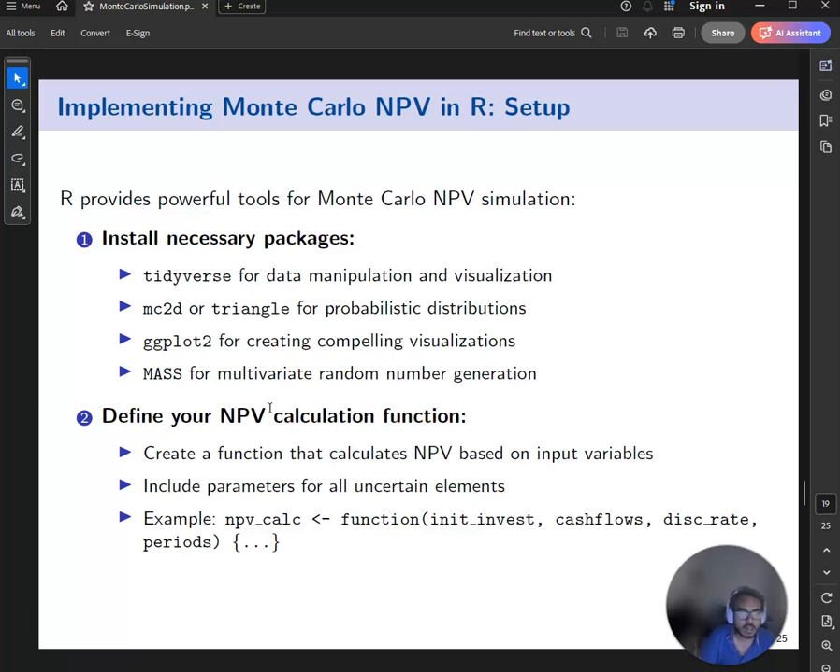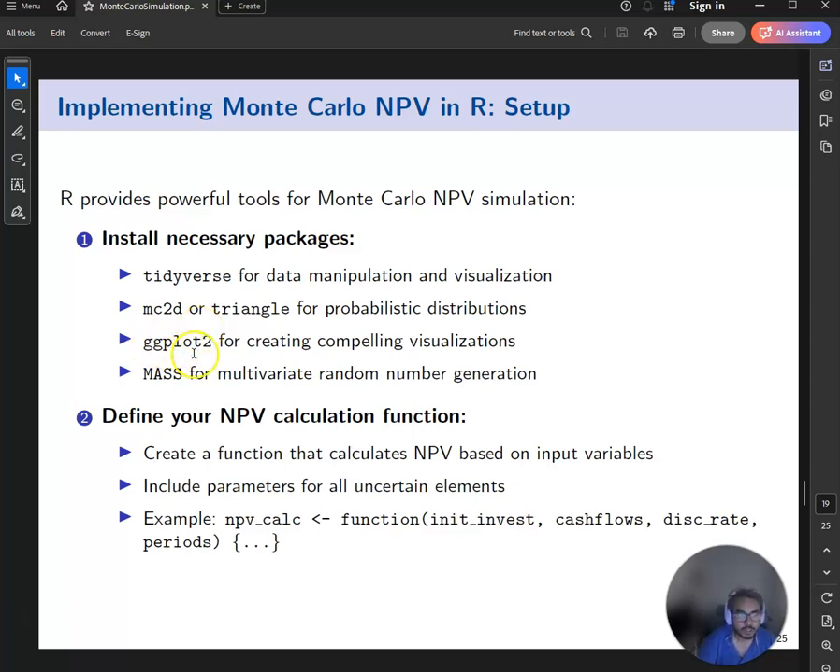So in R, this is the broad step. In a separate video where I've gone through the R script, I talk a lot more, but this is the general structure of a Monte Carlo. We begin by loading the necessary packages. We need tidyverse for data manipulation. We need MC2D for some distributions of probability, not all.